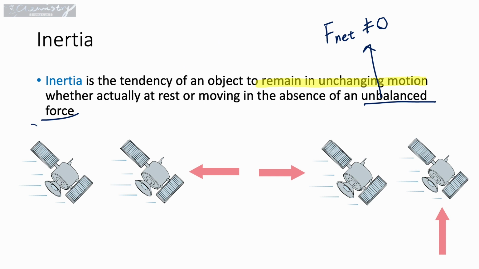So let's look at the satellite. In this case, this satellite is moving at constant motion with constant velocity.